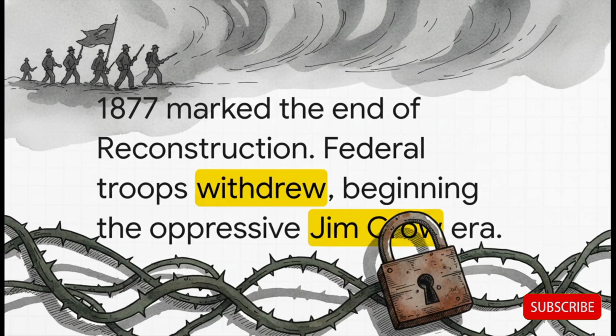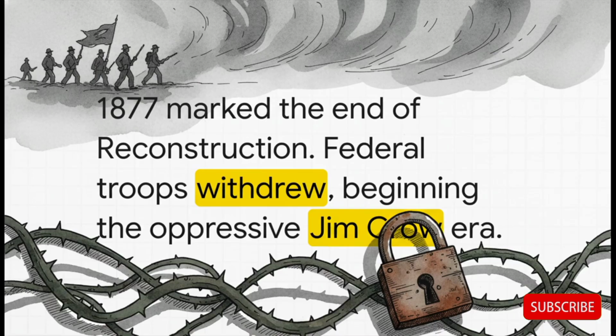Tragically, though, that progress was incredibly short-lived. Actually, scratch that. It was deliberately abandoned. Following a highly contested presidential election, a political compromise was struck in 1877. Rutherford B. Hayes was given the presidency, and in exchange, federal troops were entirely withdrawn from the South.